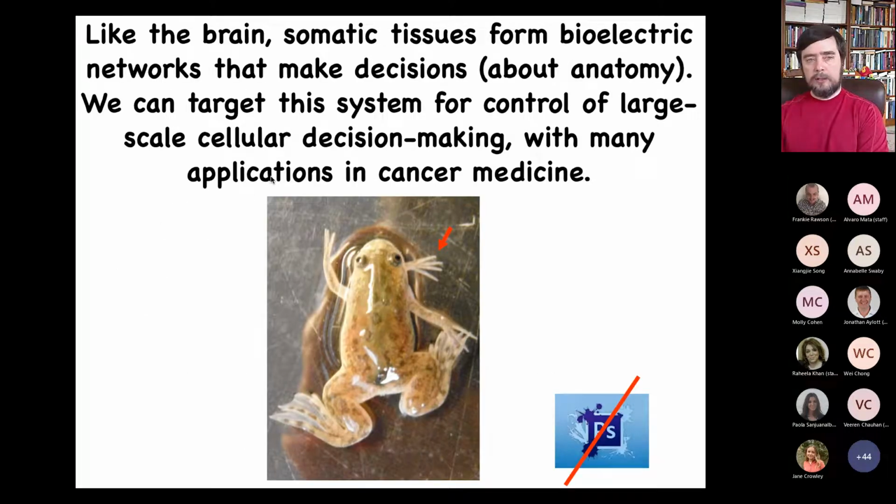And boiled down to two sentences, the whole message is basically that just like the brain, your body tissues form electrical networks that store memories and make decisions. These are decisions about anatomy. And we can now target the system for control of the kind of large-scale collective intelligence that swarms of cells in vivo execute, and this has many applications in regenerative medicine and also, of course, to cancer. I'm going to show you all kinds of interesting, weird-looking creatures like this five-legged frog. This is not Photoshop. These are real things that we use in our group to investigate some of the signaling.